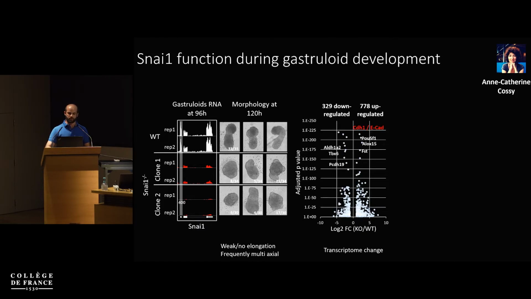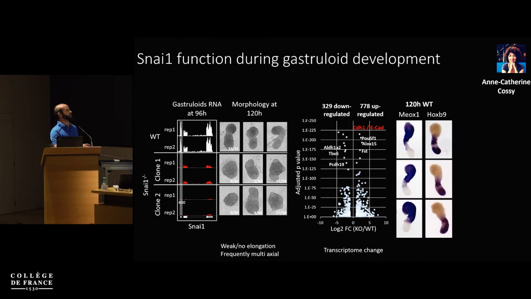When we now looked transcriptionally at what happened, we could see that a lot more was happening. Namely, the most upregulated gene is E-cadherin, which is consistent with its known role as a repressor of E-cadherin, but a lot more events are happening. Namely, the somitic program seems to be downregulated.